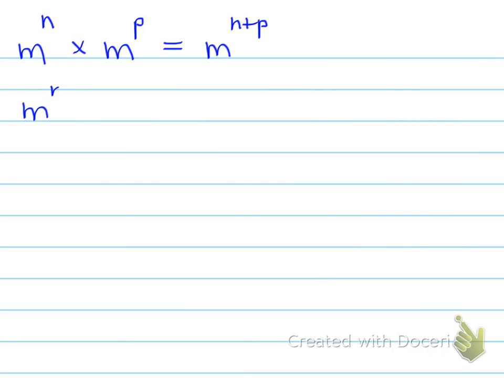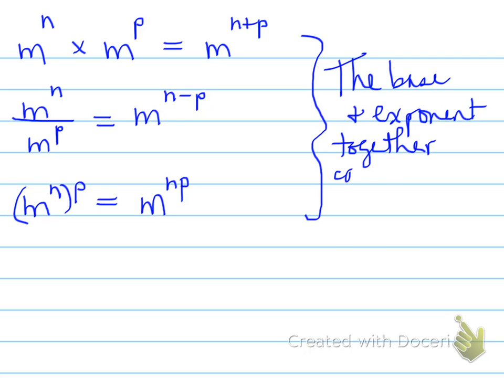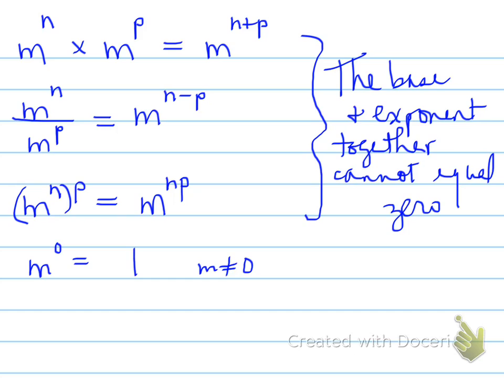Okay, moving forwards. Let's go through some of those laws again. Remember that this is the product law. That means when you have 2 powers being multiplied, you add the exponents. 2 powers being divided, you subtract the exponents. A power to a power means you multiply the exponents, and the base and the exponent together cannot equal 0. So that's important. And if you have it to the power of 0, the answer is 1. That is, again, provided that the base is not 0.